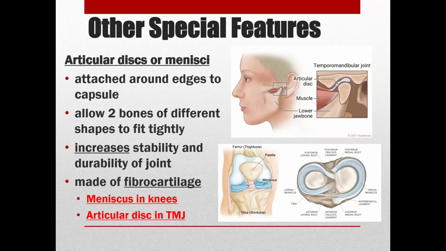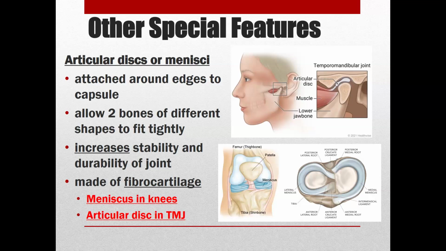Another example of special cartilage is the disc that's in the jaw joint, the TMJ. So these are special features that we find in synovial joints that are made of what? Fibrocartilage. We automatically are going to have the articular cartilage. It's a done deal. But now it's all about design again. If we're looking at design to make that joint stronger and more durable, then we need some extra special cartilage to do so.